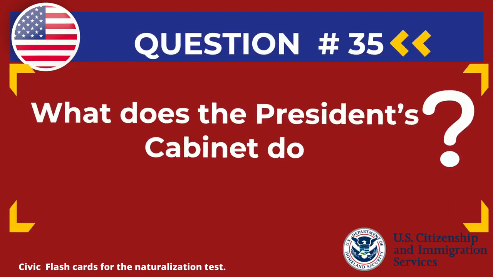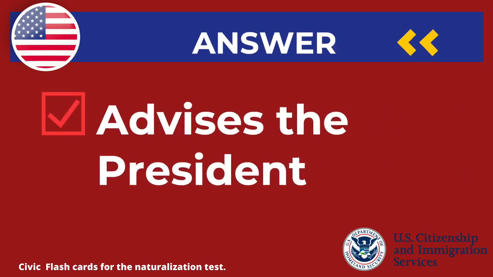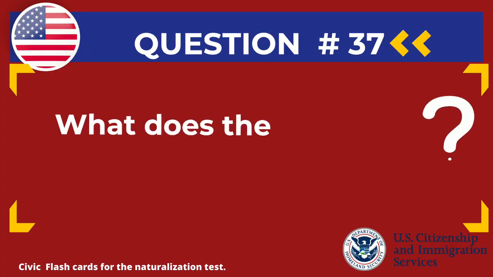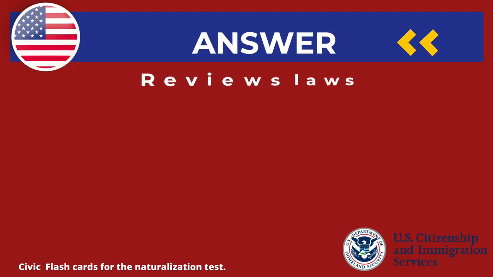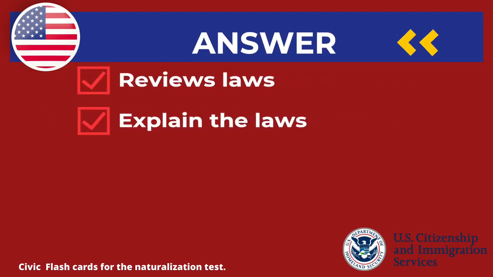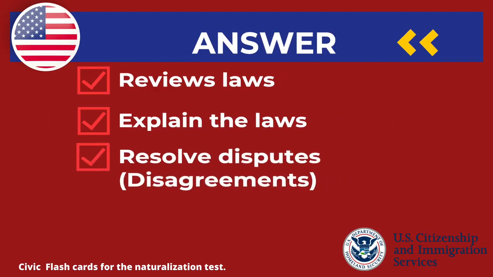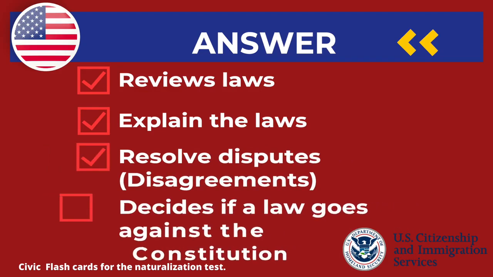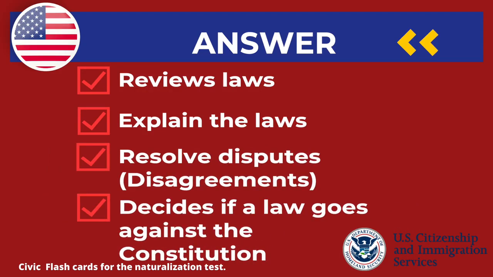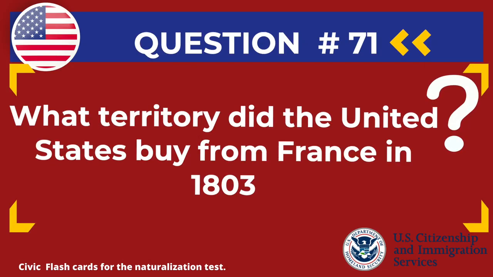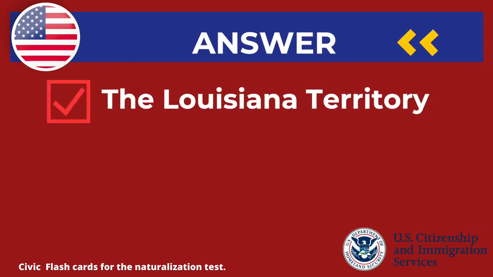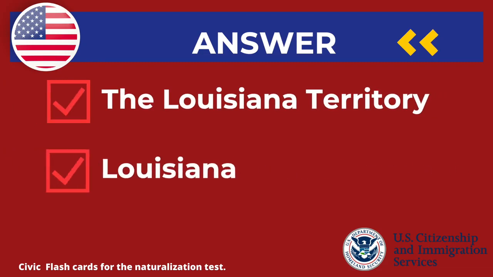What does the President's cabinet do? Advises the President. What does the judicial branch do? Reviews laws, explains laws, resolves disputes, disagreements, decides if a law goes against the Constitution. What territory did the United States buy from France in 1803? The Louisiana Territory, Louisiana.